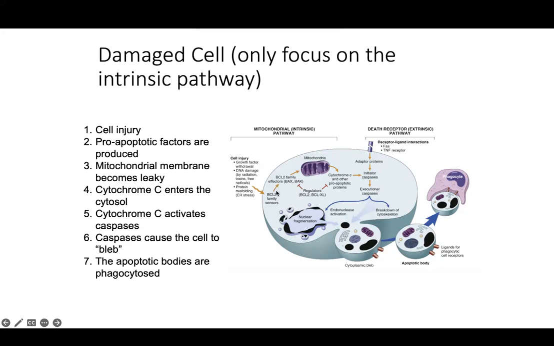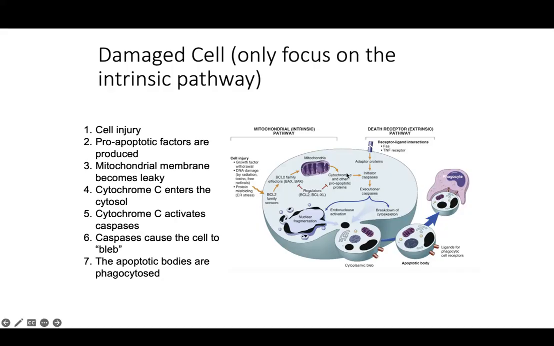What ends up happening is that rather than producing those anti-apoptotic proteins, it starts to produce the pro-apoptotic proteins, BAX and BAK. What BAX and BAK do is they go to the mitochondria, and rather than stabilize the membrane, they cause the membrane to become leaky. Cytochrome C leaks out into the cytoplasm. Once it's in the cytoplasm, it starts to activate those caspase proteins, those enzymes that are going to allow apoptosis to happen.